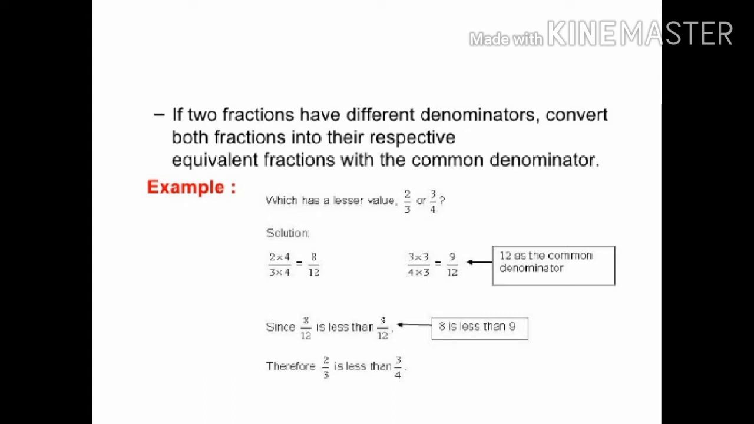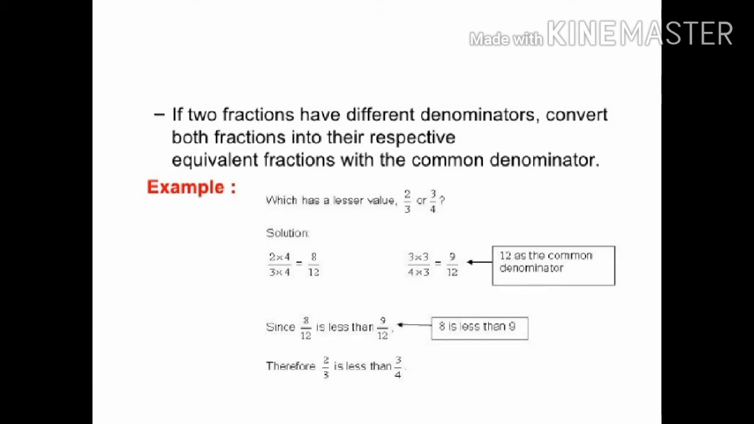First we will make the denominator same. We will make the denominator same through LCM or through equivalent fraction. So we will make the denominator same through LCM. So find out the LCM of 3 and 4. Now 12 is the common denominator.